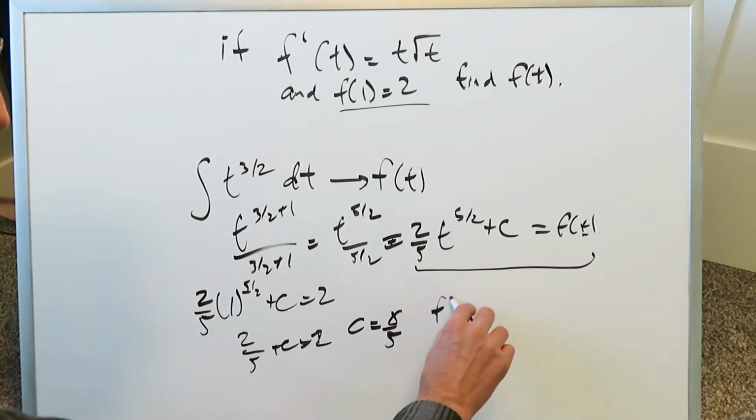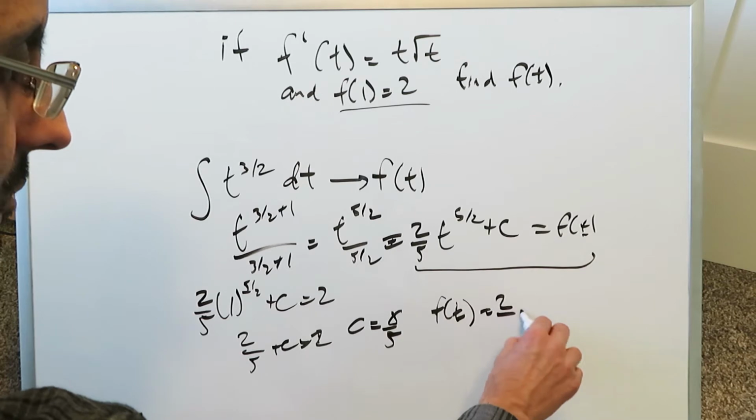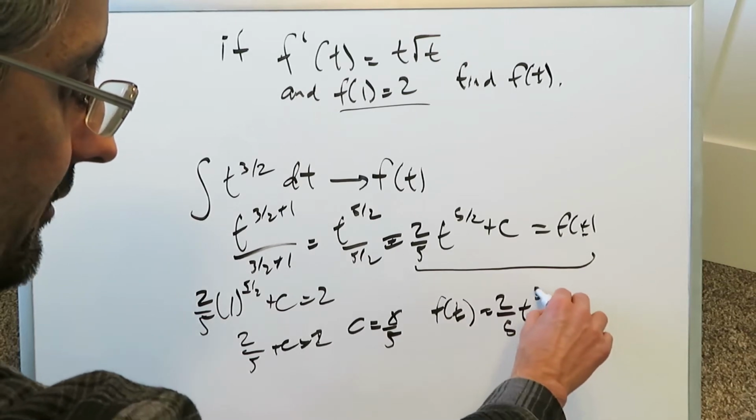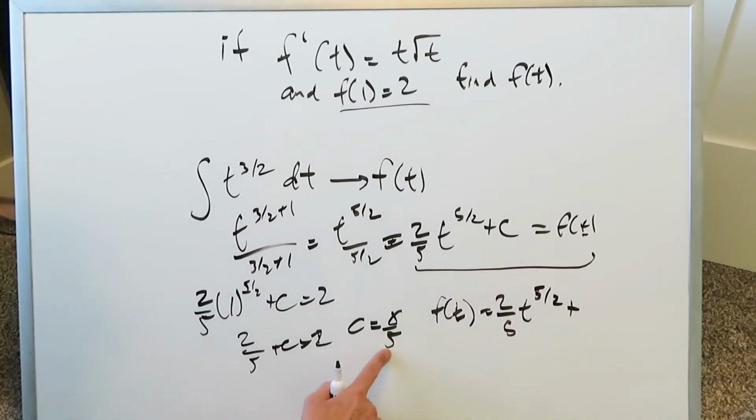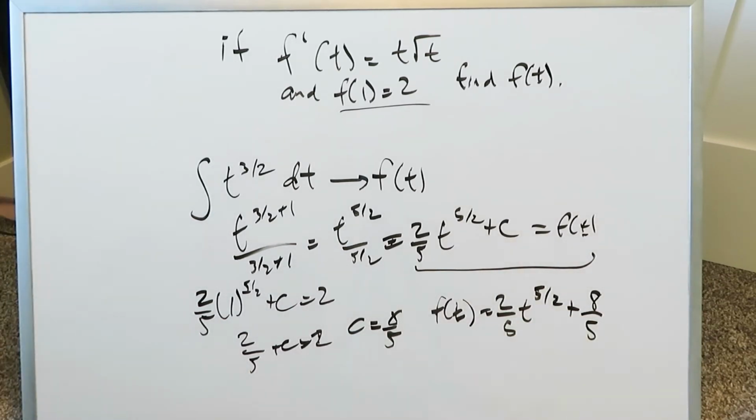The original function must be nothing more than just this right here: 2 over 5 t to the 5 over 2 plus 8 over 5. And that right there was your original function. You can express this all under a single denominator if you want, but I'll leave it. And that right there is good. And this is how you would go about doing something like this.